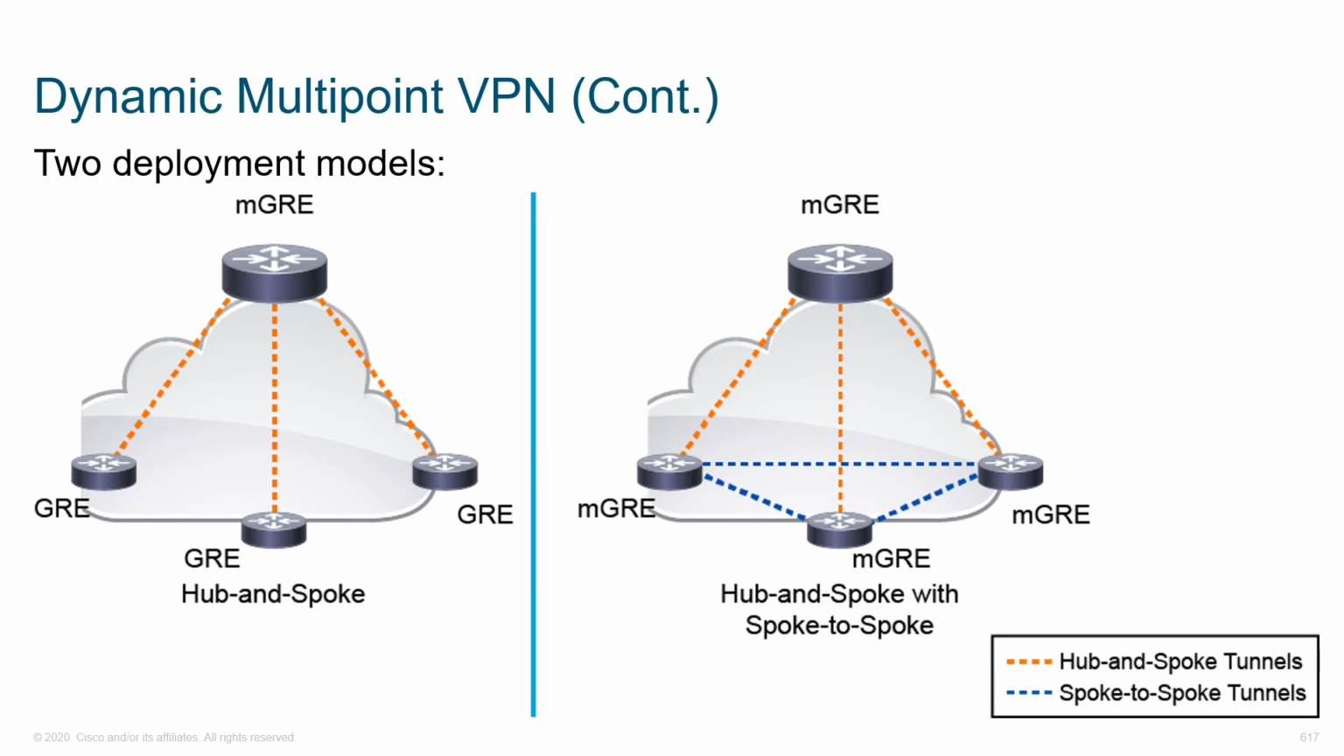Now, DMVPN can be deployed in 2 different modes. Both modes are going to use MGRE on the hub, but you'll notice that the hub and spoke, compared to spoke-to-spoke mode, is what most students that I speak with are excited to implement. This is where we get the spoke-to-spoke connectivity. And this just requires that we leverage MGRE on the tunnel interfaces of each of those spoke routers. It's a touch more configuration, but extremely, extremely scalable and very high performing.